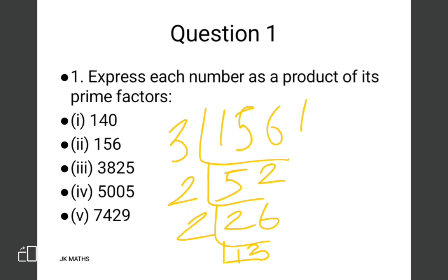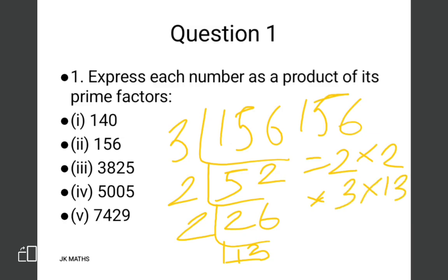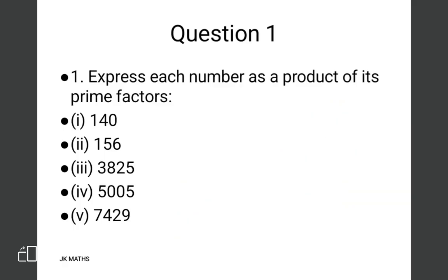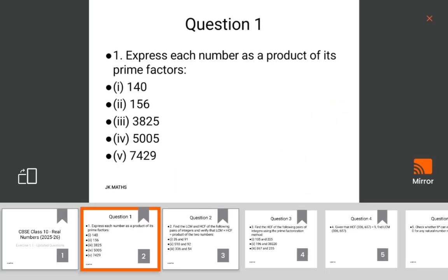So 156 is expressed as 2 into 2 into 3 into 13. So this is the prime factorization of 156. It can also be expressed in this form. See, 2 square into 3 into 13. You can also check whether this number comes as prime factorization by multiplying all the numbers. See, 2 square is 4, 4 3s are 12, 12 into 13, 156. So we are getting the number. So let's go to next sum.